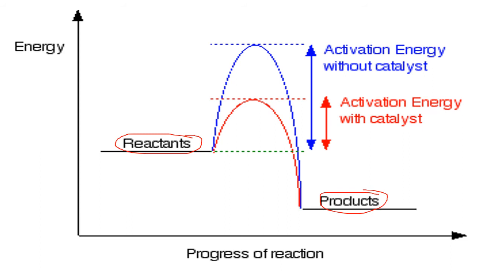So as you can see, the blue here is what is required without a catalyst, but the red here is the amount of energy that is required with a catalyst. So as you can see, it is much lower than without a catalyst. And all that catalyst does is it provides an alternative pathway for your reaction to occur with less energy. All right, it's like a shortcut. And that, in a nutshell, is collision theory.